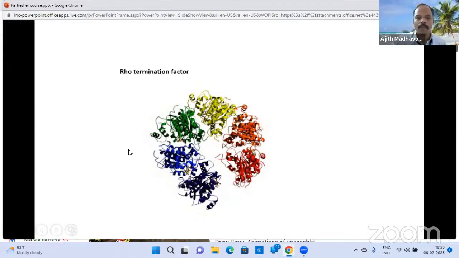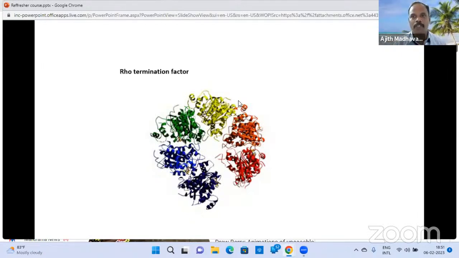It is made up of 1, 2, 3, 4, 5, 6 subunits. It is a hexameric protein. It is in the shape of a spring washer, or in the shape of an open door, an open donut shape. Okay, it's not closed, it's open.